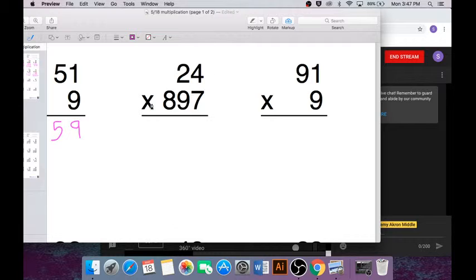Next one, we have 24 times 897. We're going to start with 7 times 4. 7 times 4 is 28. So we put down our 8. We carry our 2.